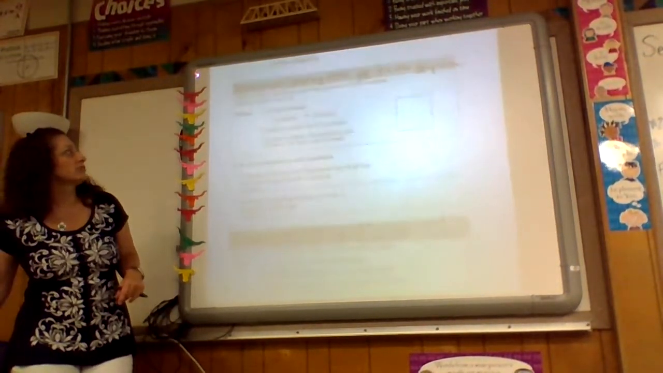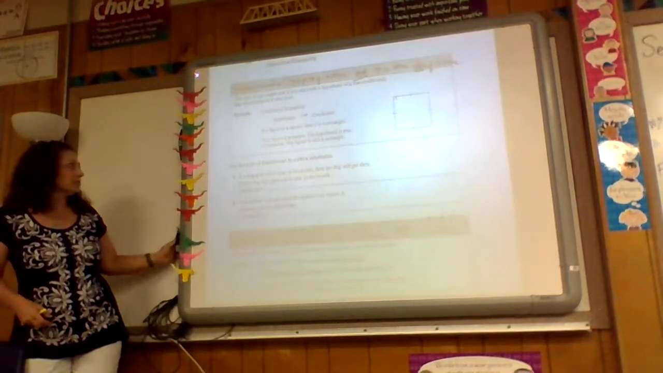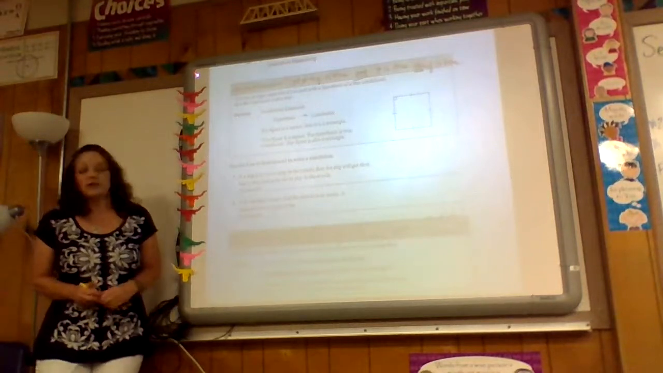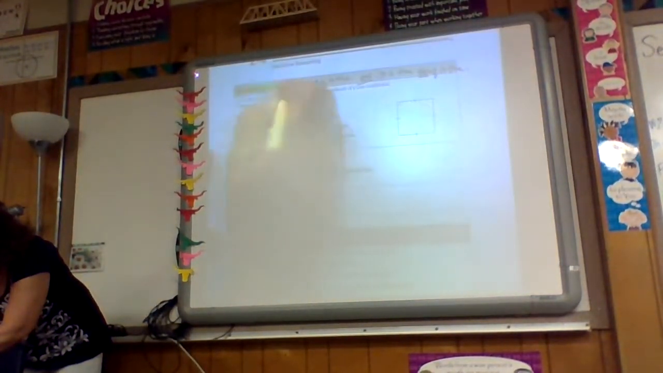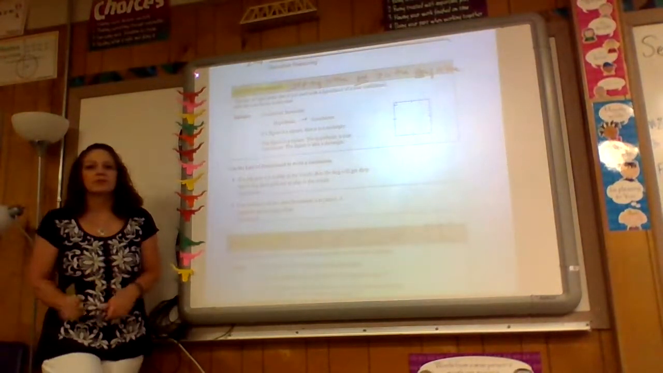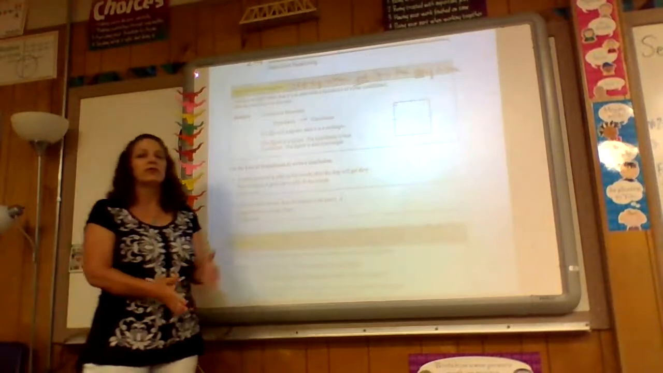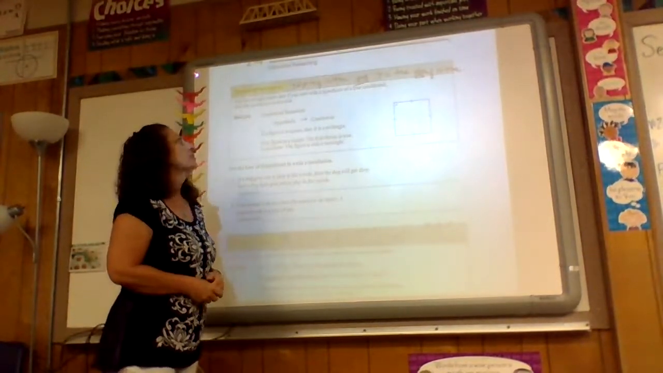Okay, first is the law of detachment. Second is the law of syllogism. Sounds weird. But if you'll take your highlighter and highlight each of those names, law of detachment, law of syllogism. These are notes that we will fold and just glue into your journal. That way it's already kind of written for you.